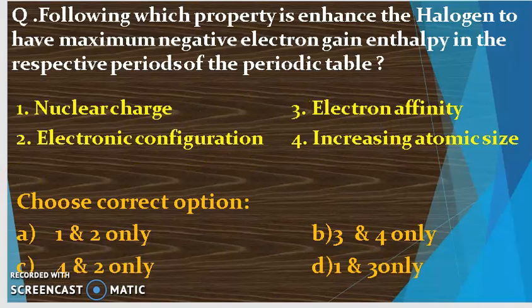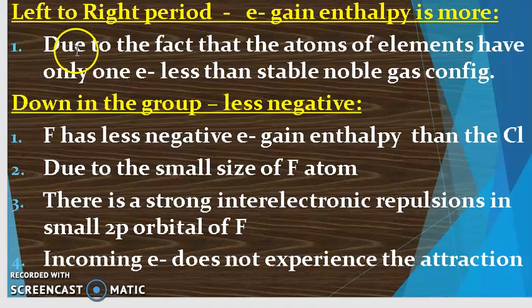We have to see how the halogen has the maximum negative electron gain enthalpy in general, left to right in a period. Period means left to right in the periodic table, right? And going down in the group, how is it happening, is the electron gain enthalpy more or less? That we are going to see now. Then we will discuss the property as per the concept, whether it is left to right in a period, otherwise down in the group.